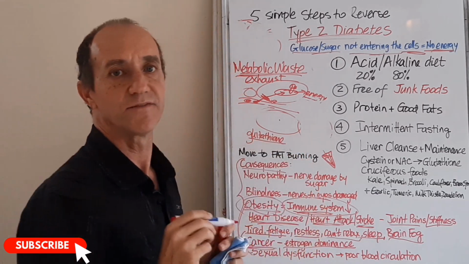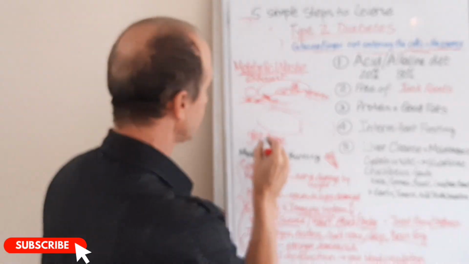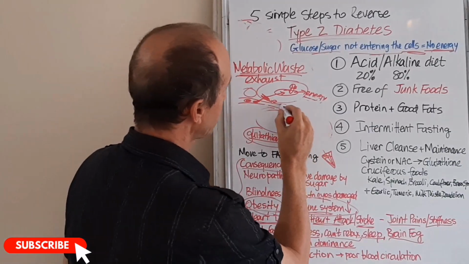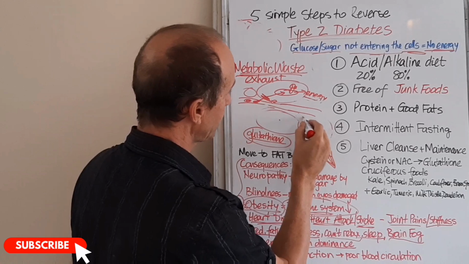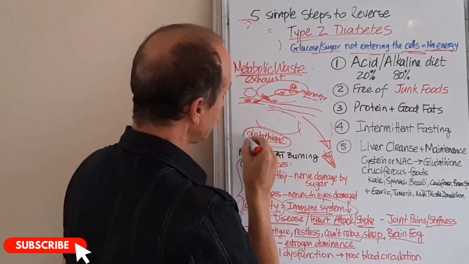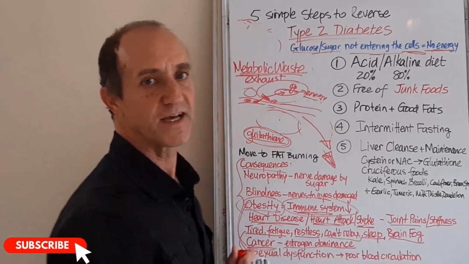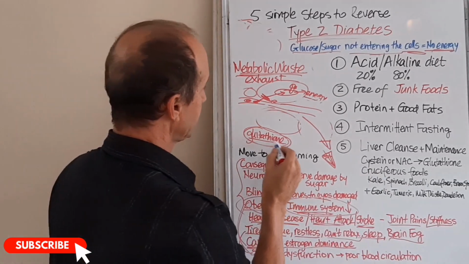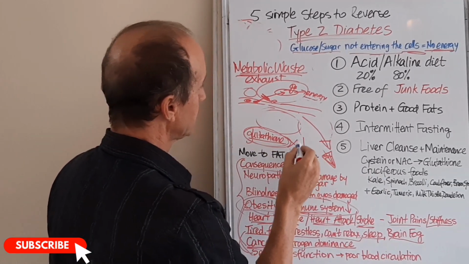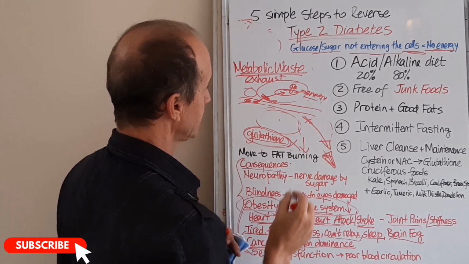Glutathione is made by the liver, and you have to feed the liver to make glutathione. When there's enough glutathione, it removes the waste. Diabetic people do not have glutathione because the liver has gone fatty. You have a fatty liver, glutathione is low, which means your body does not remove it.